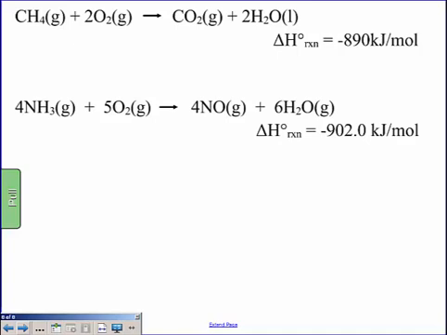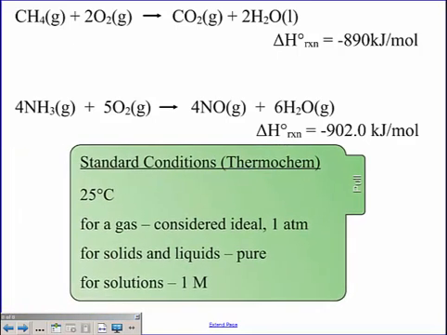In these thermochemical equations that we've looked at, you may have noticed a degree symbol with the delta H. When we discuss delta H, and later when we get to delta S and delta G, the degree symbol refers to standard thermochemical conditions. This is not the same as STP for gas calculations. For thermochemical processes, 25 degrees Celsius is standard. Gases are considered ideal, and they are considered to be at 1 atmosphere of pressure. Solids and liquids are considered pure, and solutions are standard at 1 molar.